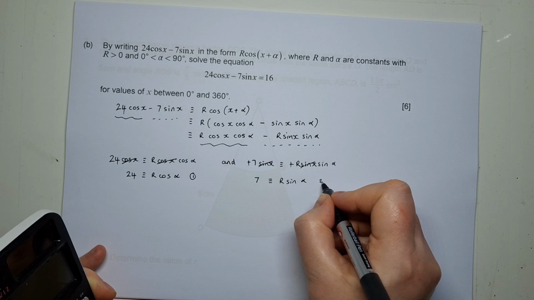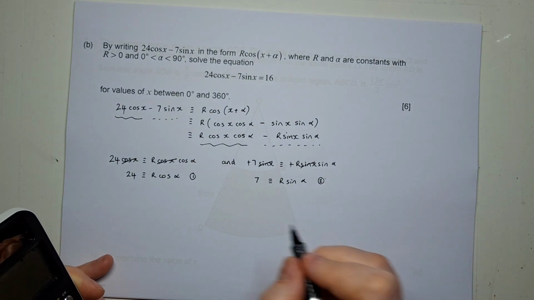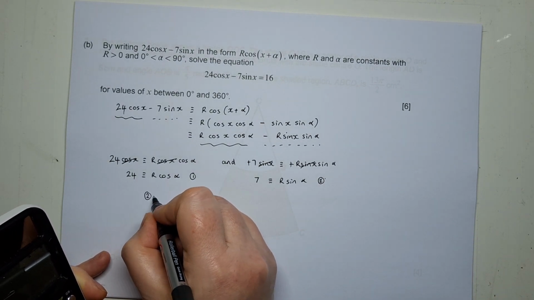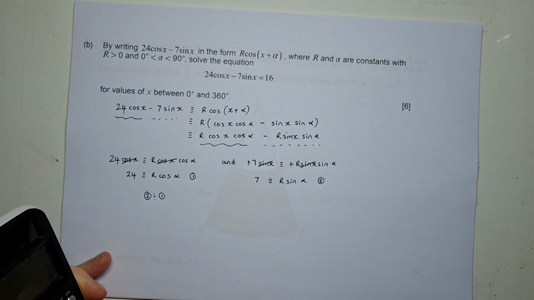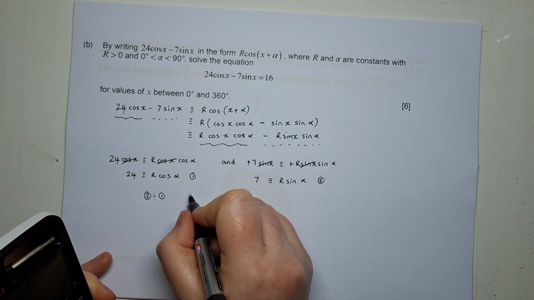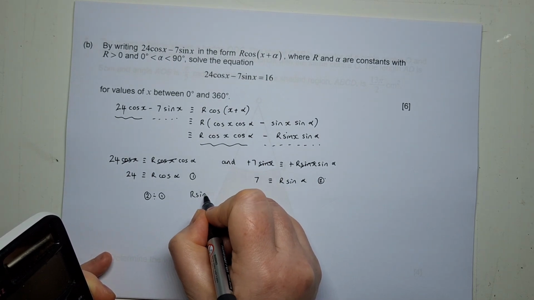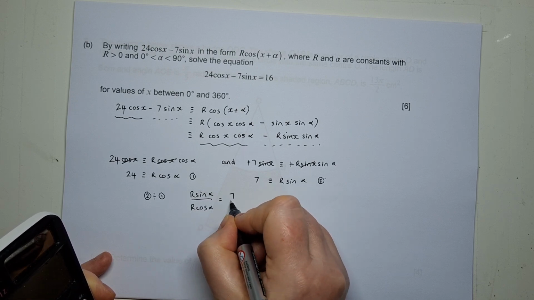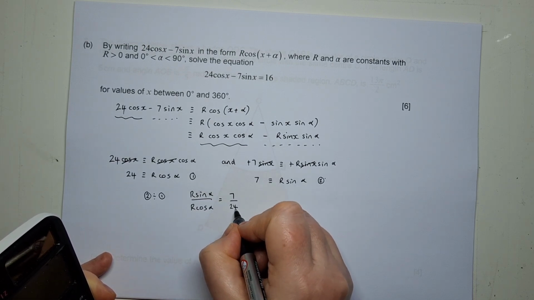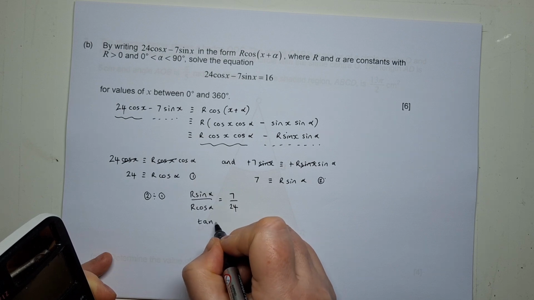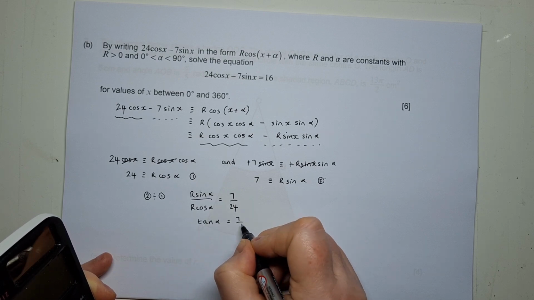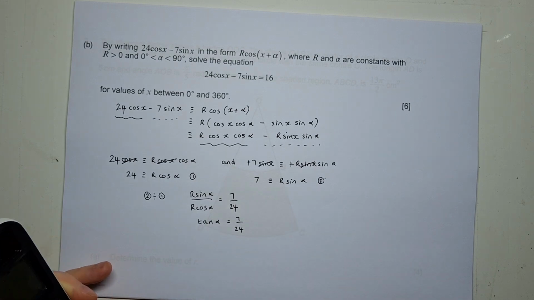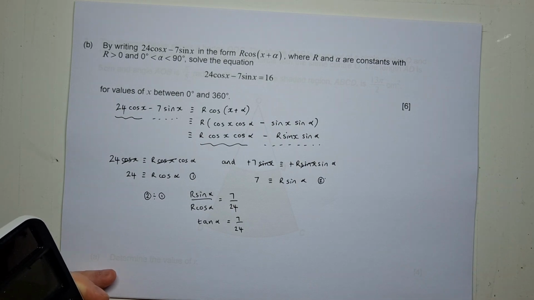So then we've got these two equations that have got r and alpha in, and we can divide one by the other. Now remember, it's sine over cos that makes tan, so we want to say r sine alpha over r cos alpha, and that would then be 7 over 24. Okay, I wouldn't try and jump any lines, okay? You just really need to go through this process.